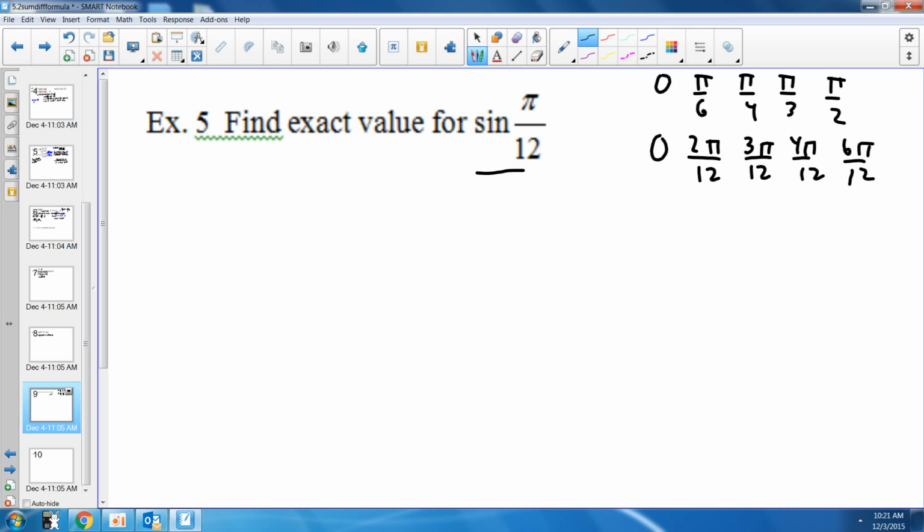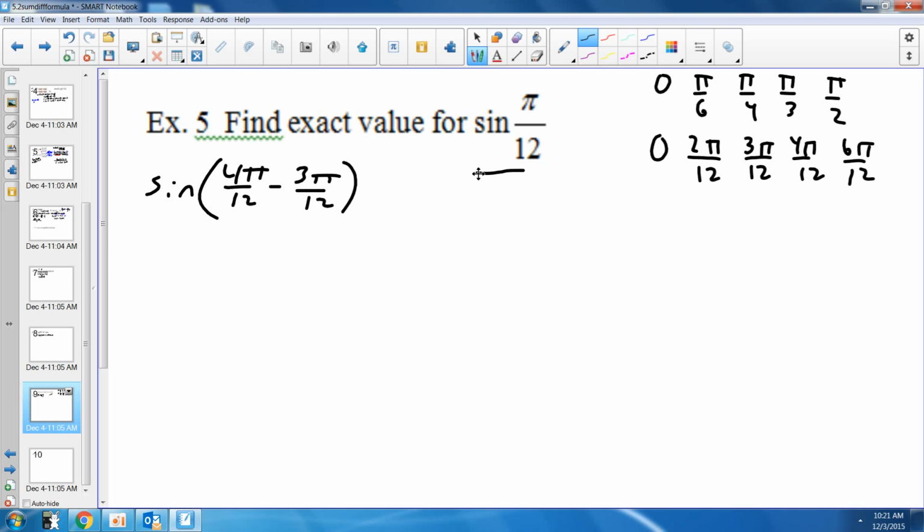At this point, you could pick either one. You could say, well, 3 pi over 12 minus 2 pi over 12 works, or 4 pi over 12 minus 3 pi over 12 works. Either one of those is perfectly fine, but you want to rewrite it as one of those. Let's just do 4 pi over 12 minus 3 pi over 12.